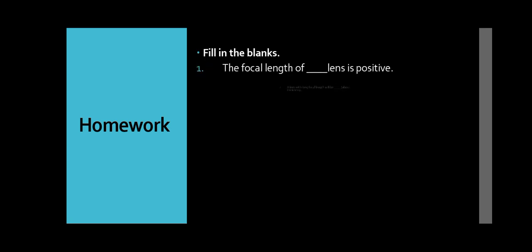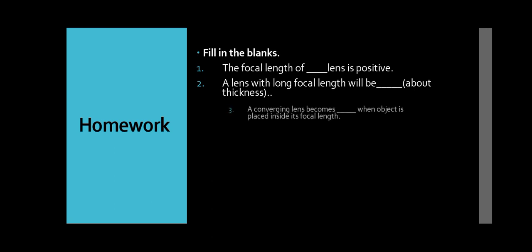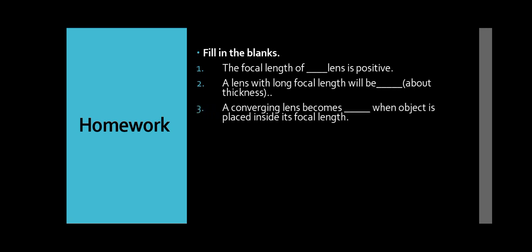Now it's your homework, fill in the blanks. The focal length of a dash lens is positive, you have to tell the name. The lens with long focal length will be dash, meaning you have to tell whether a lens with long focal length will be thin or thick. A converging lens becomes dash when the object is placed inside its focal length. A dash lens always forms smaller images.